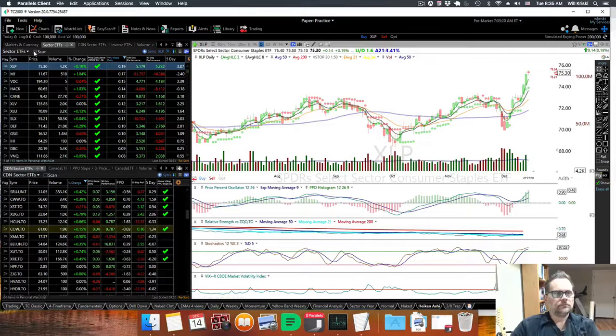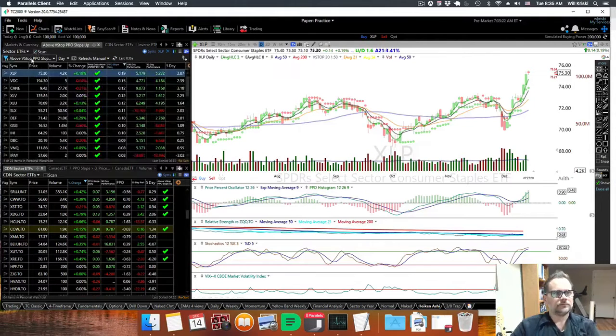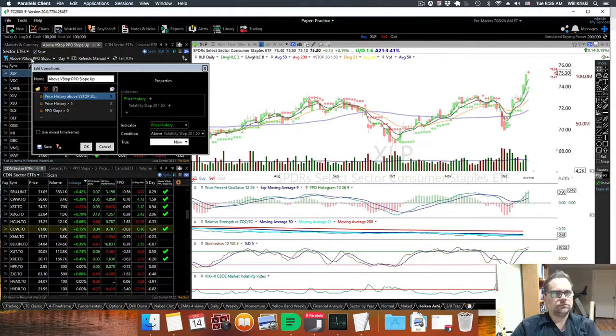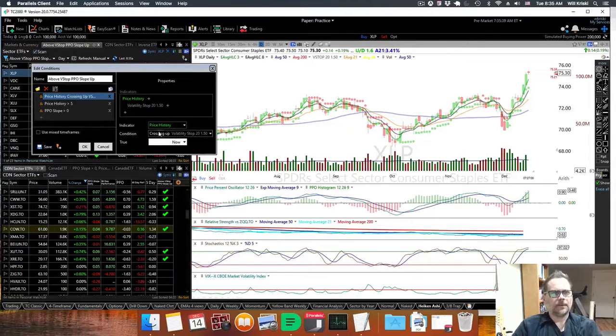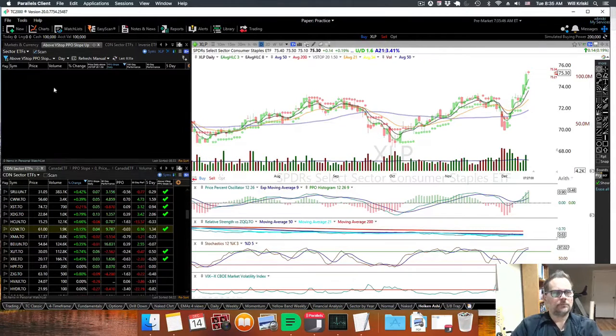So if I click on scan and I go like this, there's this price history is above the V stop. But that just means it's green. So it doesn't mean that it just crossed over. So if you click on this condition here and you go down here, it says crossing up volatility stop. It's not 100% perfect, but if you do that, nothing shows up.